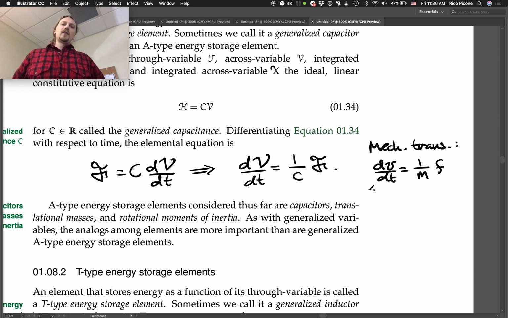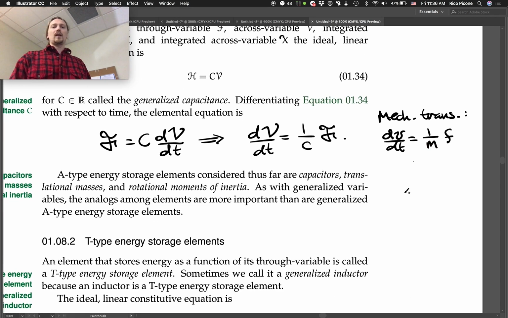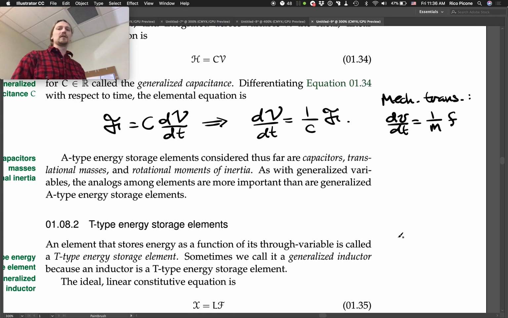So since this works for a mechanical translational mass, masses are A-type energy storage elements. Okay? And then the same with rotational moments of inertia. You have the torque and angular velocity equation.